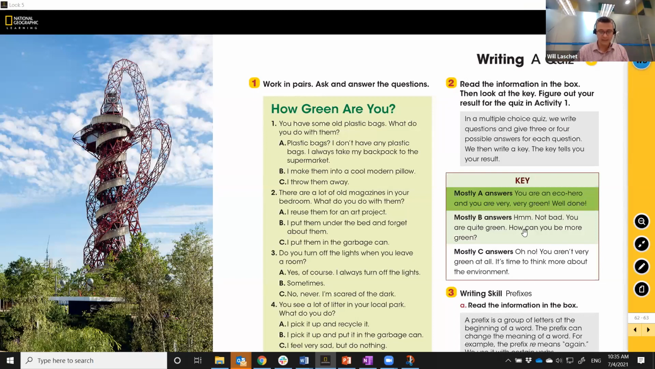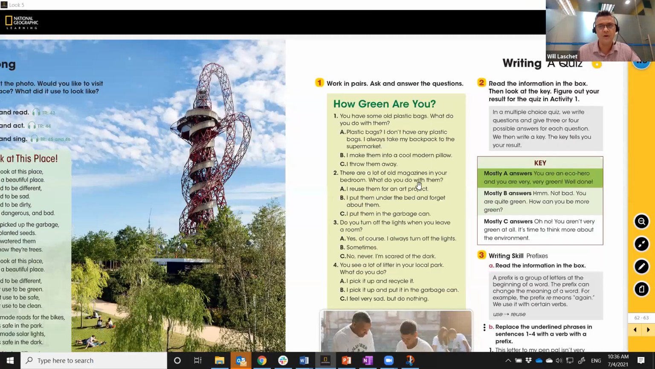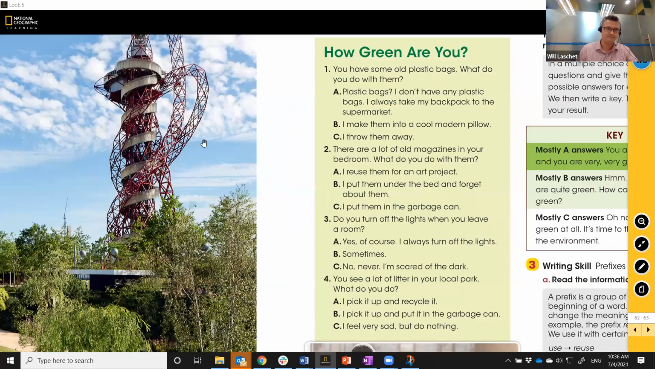So this is one way we can do the key, where every time the answer A is the best answer, the greenest one, and answer C is the least green, the worst answer. But can anyone think of a slight problem if we make our quiz in this way? So A is always the greenest answer and C is always the worst answer. Can anyone type into the chat box for me? What might be a problem of organizing our quiz like that?